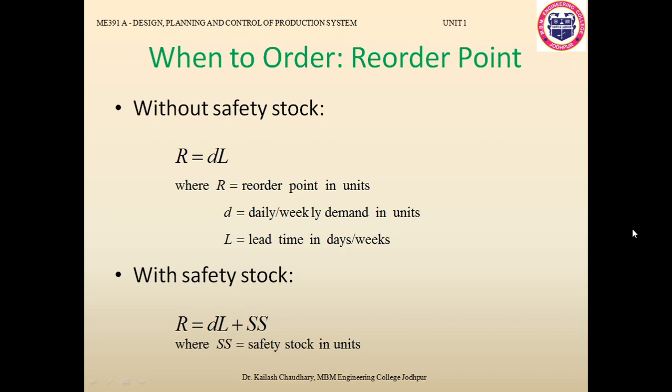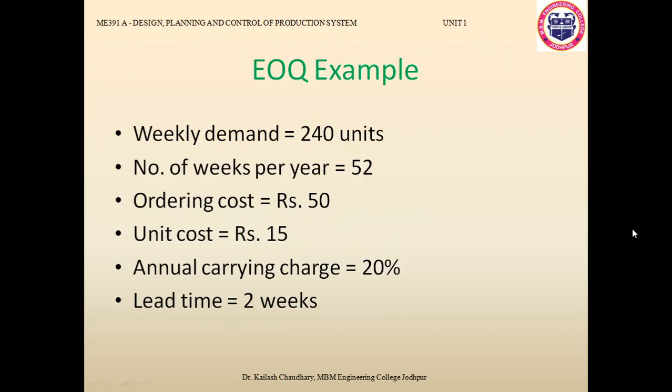So we need to reorder the product at a certain point, and that is decided by the reorder point, which is demand multiplied by lead time. Again, if you need to keep a safety stock, you should add that safety stock to your reorder point. So you should have at least a certain number of products, and then you can reorder. So we will see by example.